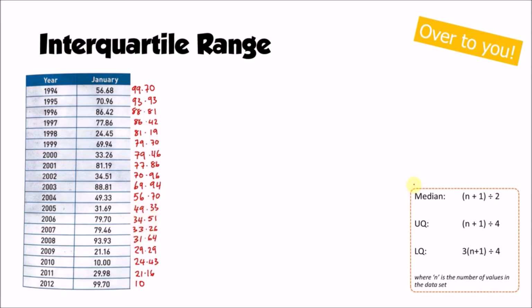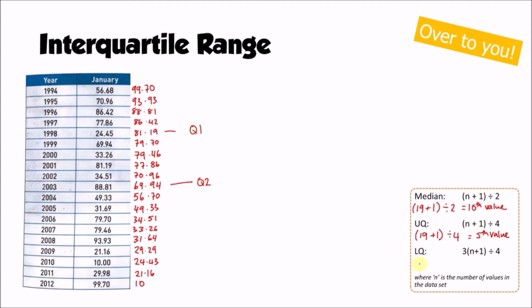Okay, so we're going to check our answers to this now. Hopefully you used these calculations to help you find where the median was. So in this case, 19 was the number of observations, plus 1 divided by 2 gives us the 10th value for our median, which would be here, 69.94. So this is Q2, our median. The upper quartile would be 19 plus 1 divided by 4, which is going to give us the 5th value, which would be up here, 81.19. So that's Q3.